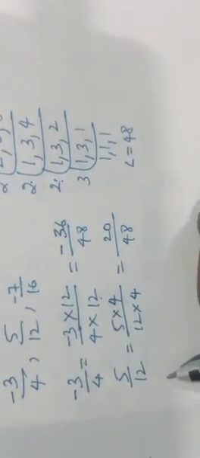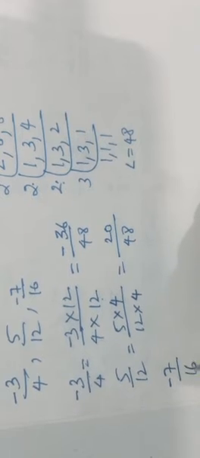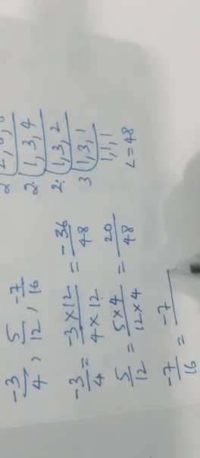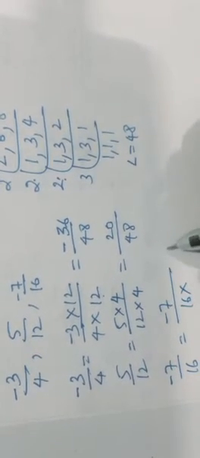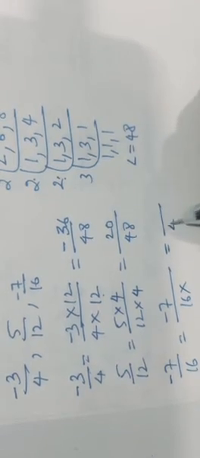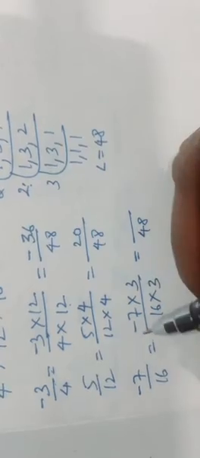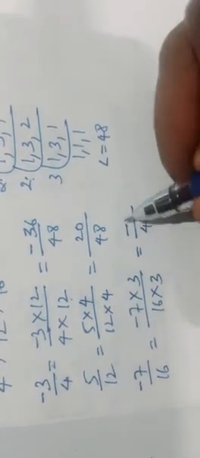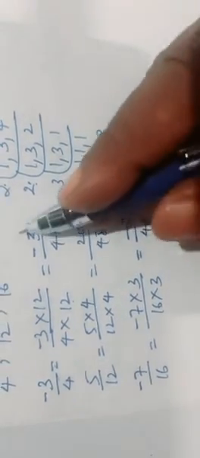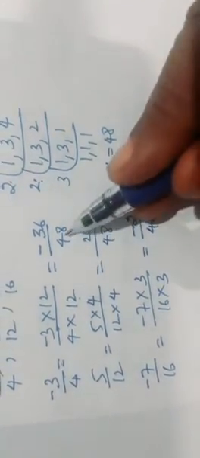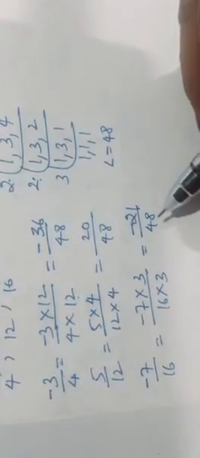The third rational number is minus 7 by 16. Minus 7 by 16, in the denominator with what number do you multiply to get 48, children? That is 3 times. Therefore, minus into plus is minus. 7 3s are 21. Now you have got the three rational numbers with common denominator 48.